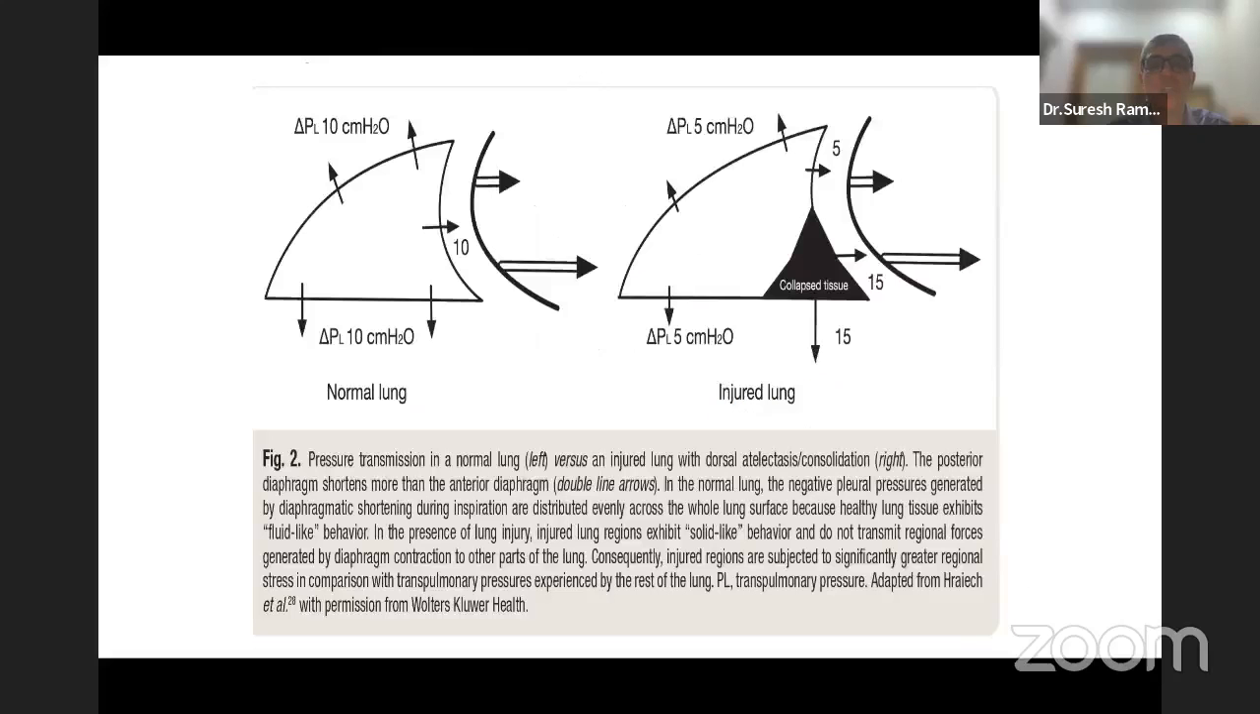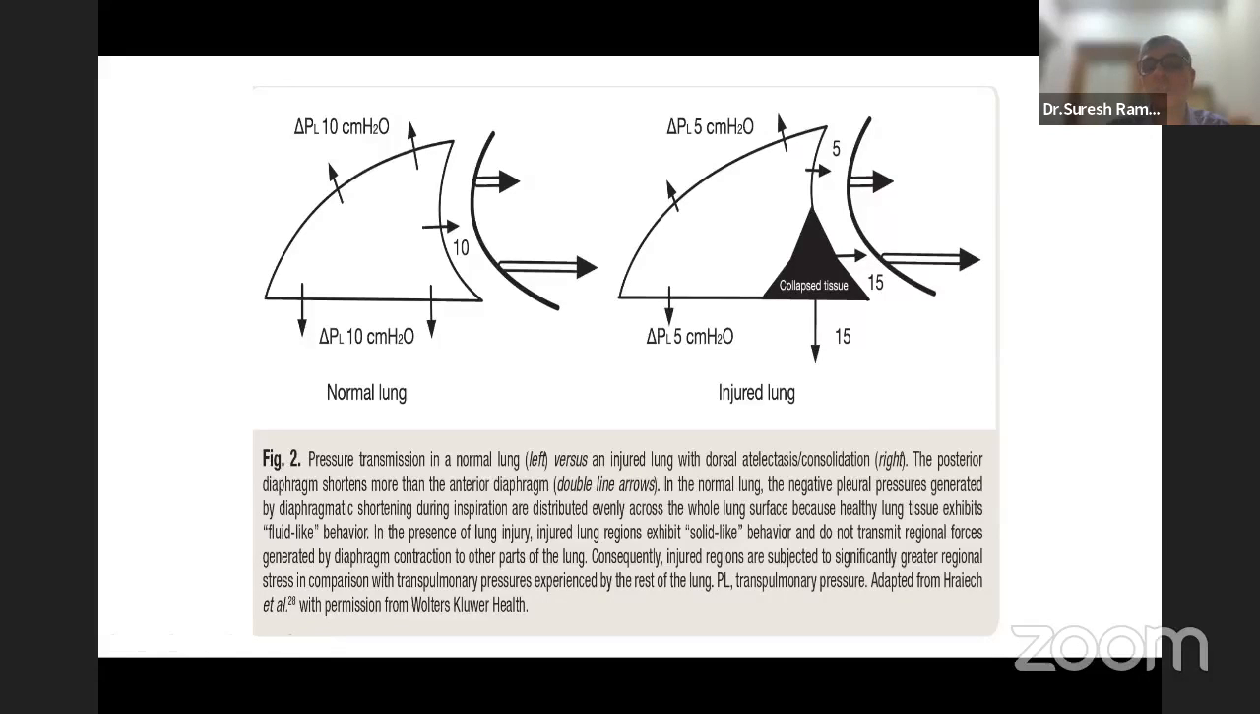This lung stress is obviously going to be even worse in the area of collapsed tissue, especially when we know that the dorsum part of the lung is going to be collapsed, and the pressure transmission will not be uniform because of this collapsed lung. And in the presence of lung injury, injured lung areas act as solid and do not transmit the regional forces generated by the diaphragmatic contraction that you see, and as a result you will have certain areas which will have different pressures, and you will have transpulmonary pressures which are different in different areas of the lung. And so this is one of the other reasons why opening up these alveoli might be important to prevent that from happening.